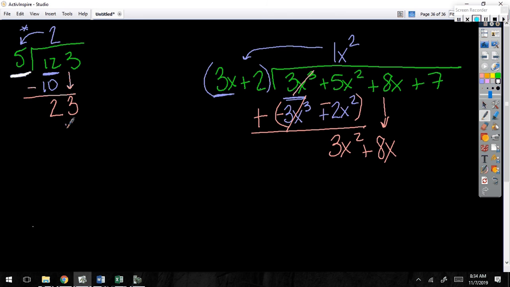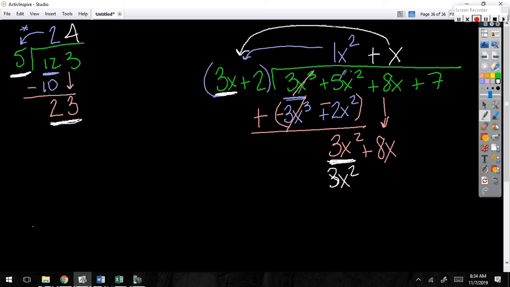What do you multiply 5 by? This time it's to get 23. 4. Wow. Okay, so same thing here. What do you multiply 3x by? Only look at the first terms when you're trying to find that, to get 3x squared. x, right? Multiply around. So x times 3x is, and x times 2, but I'm subtracting all this.